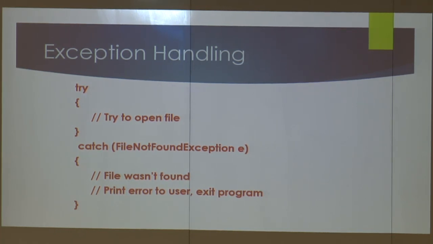Within the catch block, we could print out to the user that the file wasn't found, or the file couldn't be opened. You could maybe print out a stack trace, which would involve all of the methods or steps of the program that had been called, so that the user can see where the program went wrong and where it stopped executing.